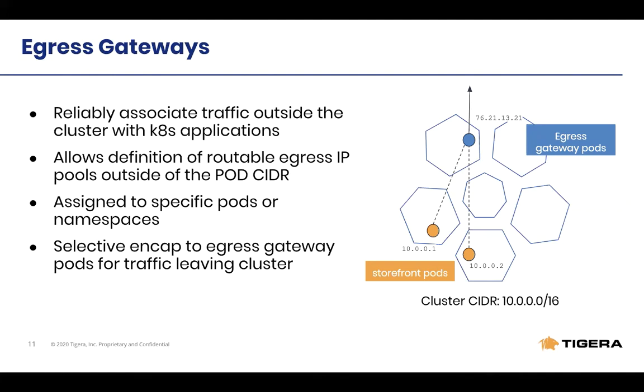So this solves a huge problem for a number of our customers. The most common use case, I would say, is firewalls and other types of control points. But we've also talked with customers who see traffic flows outside the cluster getting dumped into a SIM or some type of data lake, and they want to be able to reliably associate certain IPs with applications within Kubernetes, and this enables that.